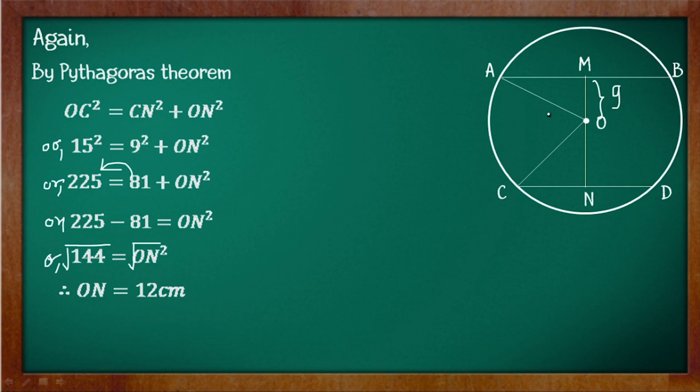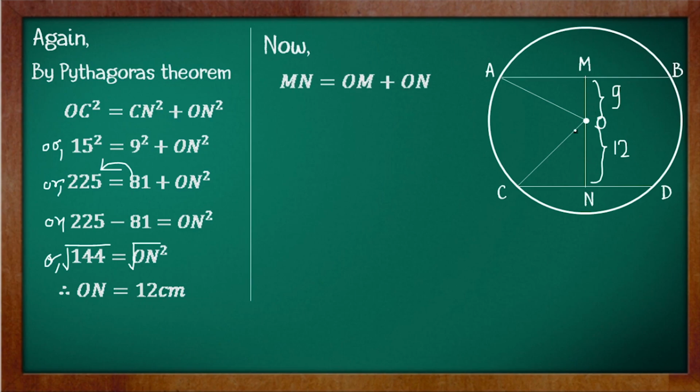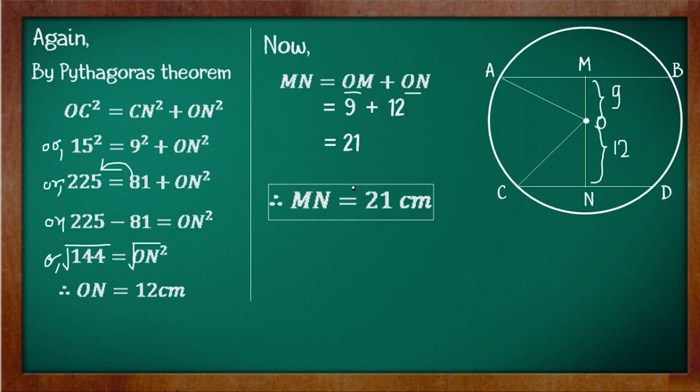So this length ON we got as 12 centimeter. Now what we'll do is we'll have to find MN. So what is MN? MN is nothing but the sum of OM and ON. See, the whole of MN is the sum of OM and ON. So what is OM? OM is 9, and what is ON? It is 12. So adding these two, we get 21. So what is the length of MN? It is 21 centimeter.